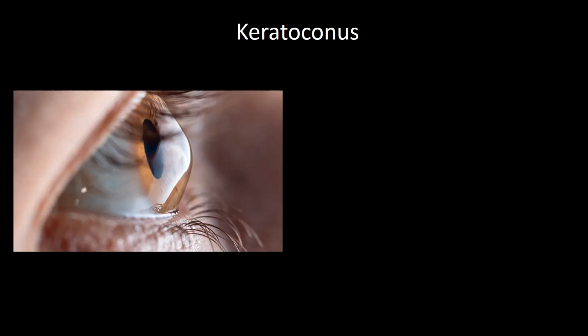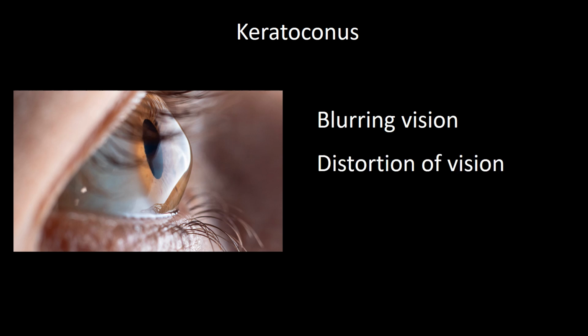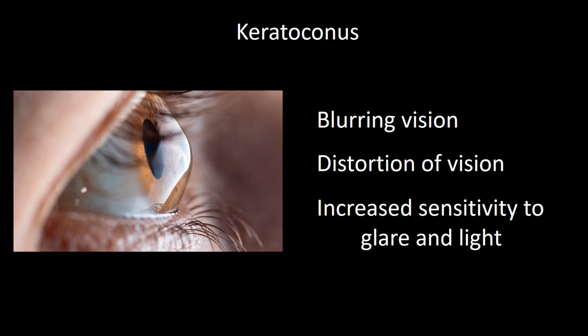Keratoconus is a vision disorder that occurs when the normally round cornea becomes cone-shaped. Keratoconus causes slight blurry vision, distortion of vision, and increased sensitivity to glare and lights.